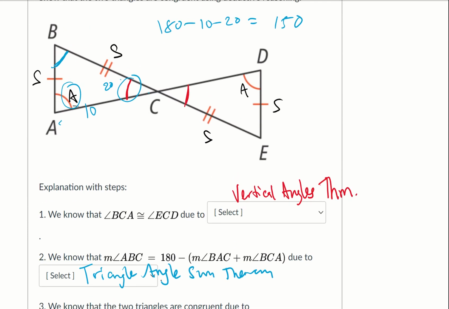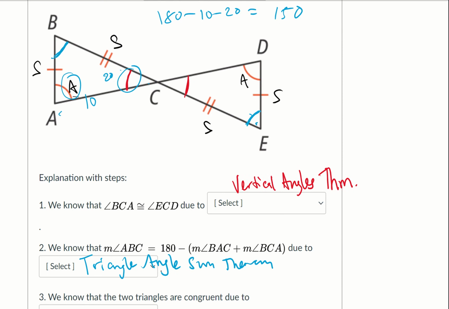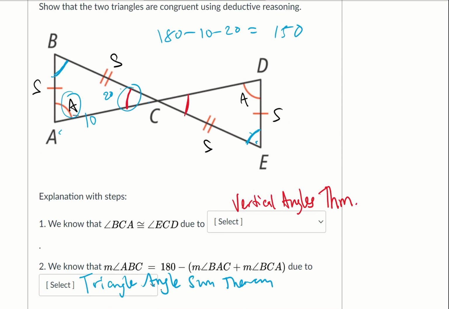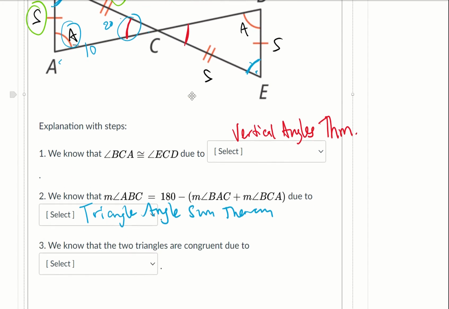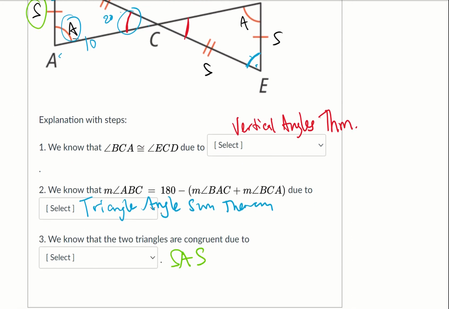Okay, similarly, we can get this angle with the same reasoning. And so if we were to get that, then we can go ahead and use some of our theorems here. So clearly, if you look at this, it's going to be S, A, and then S. So we got the SAS here, and we got the SAS here. And so we know that by SAS, they have to be congruent. All right, so let's look at the next one.